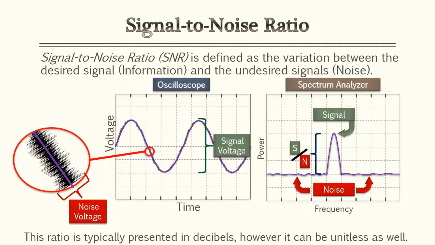For this lesson, we'll be focusing on a very common terminology in communications, signal-to-noise ratio. Signal-to-noise ratio is defined as the variation between your desired signal, your information, and your undesirable signals, which is considered to be your noise. Now, this ratio is typically presented in decibels as far as units go. However, sometimes your signal-noise ratio can be considered unitless depending on the application. The key element to understanding and calculating signal-noise ratio is knowing how to convert decibels.